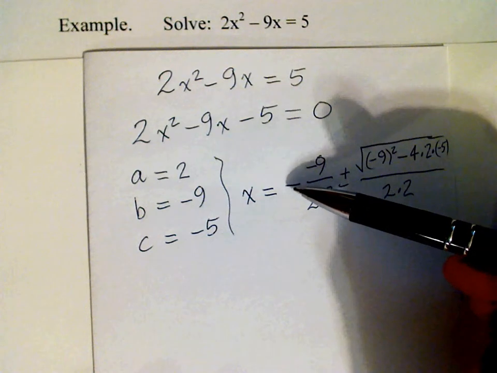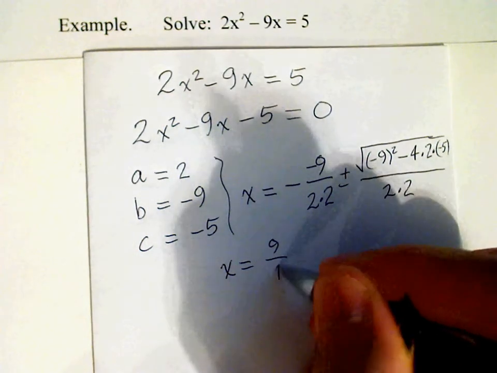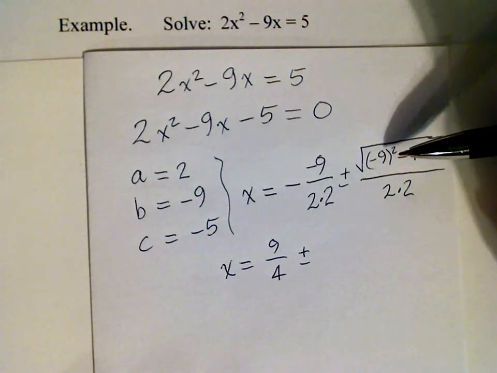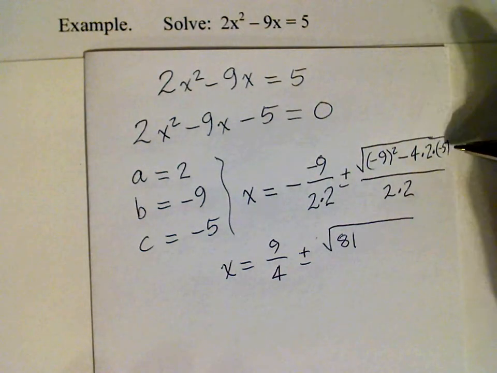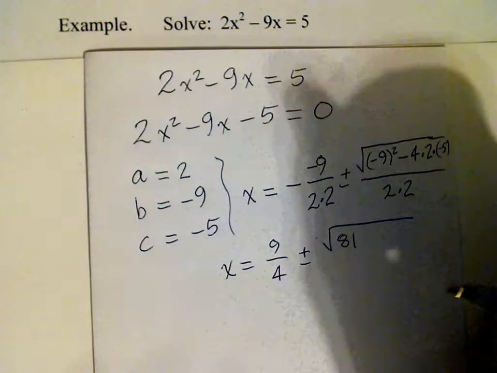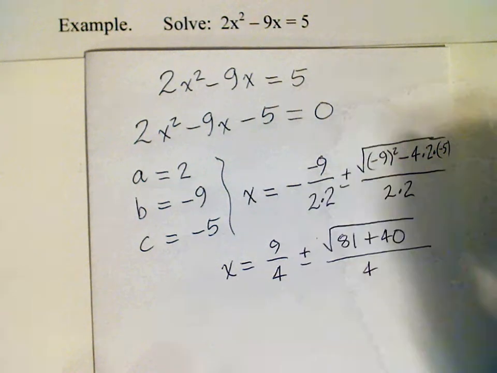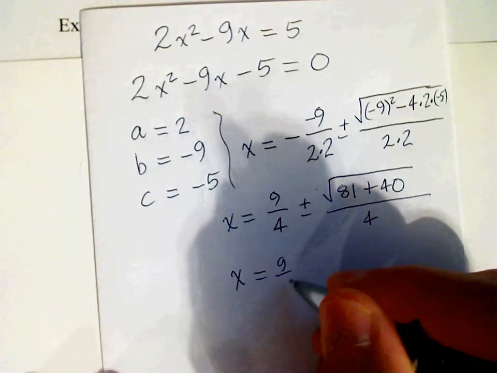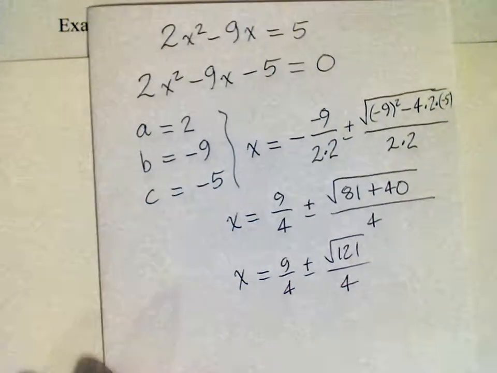Okay, let's simplify now. We have minus a negative, that makes this positive, 9/4. And then plus or minus, 9 squared is 81, and then 4 times 2 is 8, times 5 is 40. And that has to be divided by 4. So we end up with 9/4 plus or minus root 121 divided by 4.